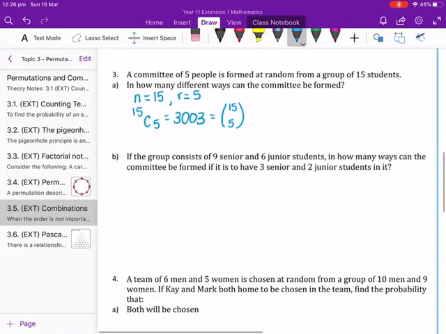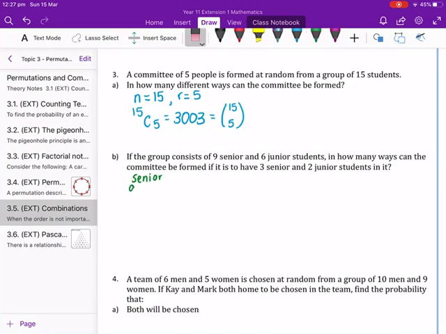For part B of 3, we have if the group consists of 9 senior and 6 junior students, in how many ways then can the committee be formed if it is to have 3 senior and 2 junior students in it? Well, first we need to work out how our senior students can be picked. So for senior, we have a total of 9 students.